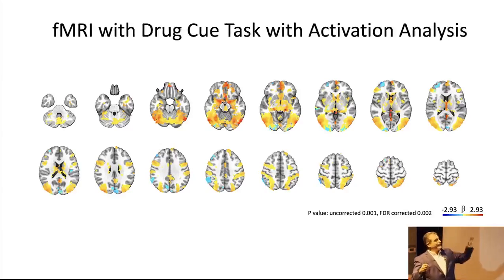And then this is the actual brain activation that you can see with fMRI drug cue reactivity, when you see areas that are activated when they see drug-related cues compared to neutral cues. So this is what we call fMRI drug cue reactivity, FDCR, okay?